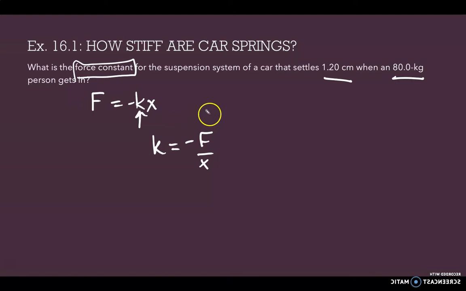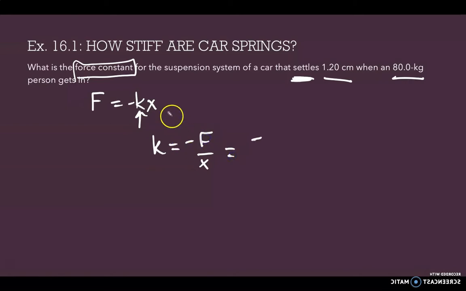And we do need to note that in this case, we have a car that settles for a distance or displacement of 1.2 centimeters, okay? So this term settles, when something settles, I guess you could say it just goes in the negative direction, right? It just settles down, I would say. So we need to note that this is going to be negative, okay?